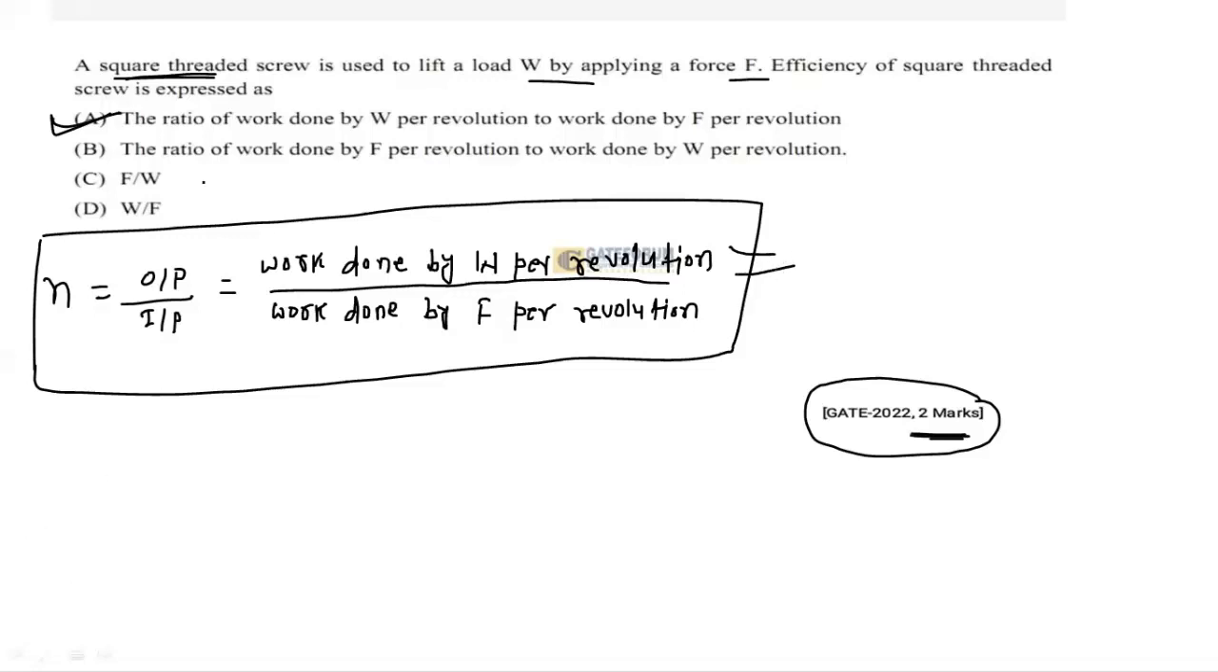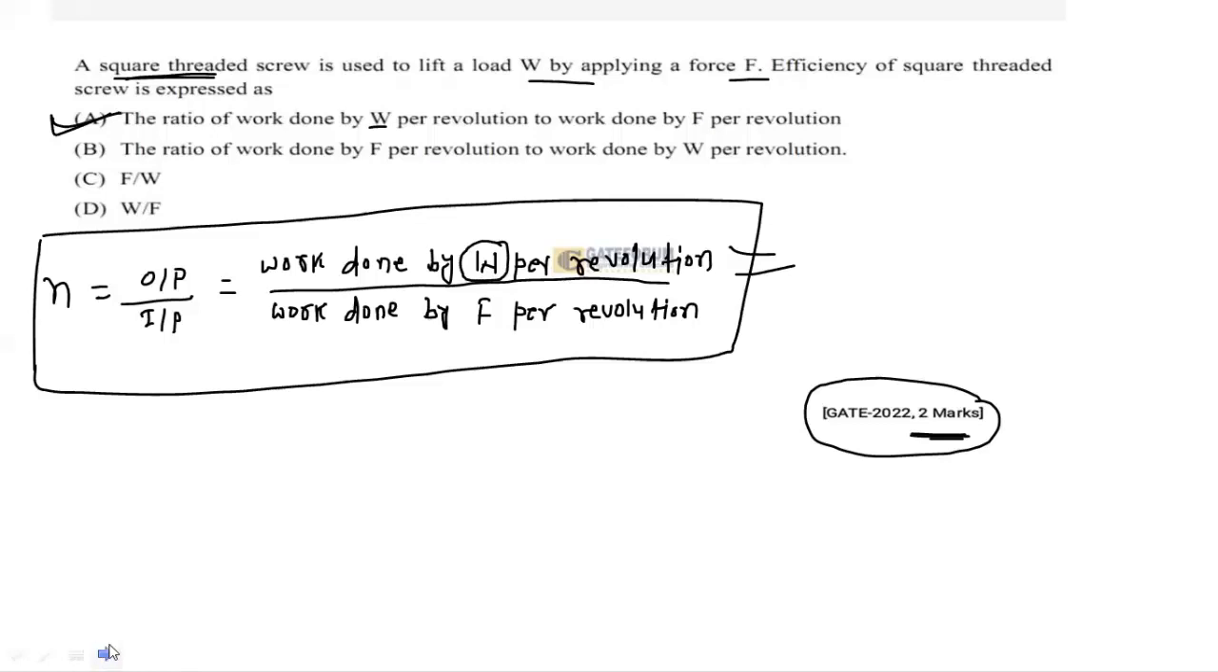But yes, a student gets confused. It's a ratio of work done by F or W, so a student gets confused about that. So keep in mind, this is W, not F. Work done by F per W per revolution to the work done by force F per revolution. You have to keep that in mind. First W will come, then F will come.